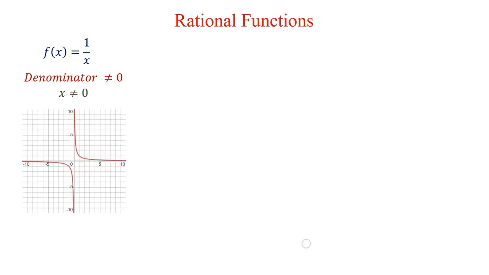So we had an example, f of x equals 1 over x, which is our parent rational function. There's one thing that's consistent with rational functions: your denominator cannot equal 0. So in this case, our denominator being x, x cannot be 0. So when we draw this, we notice that there's a vertical asymptote at that particular x not equal to 0.